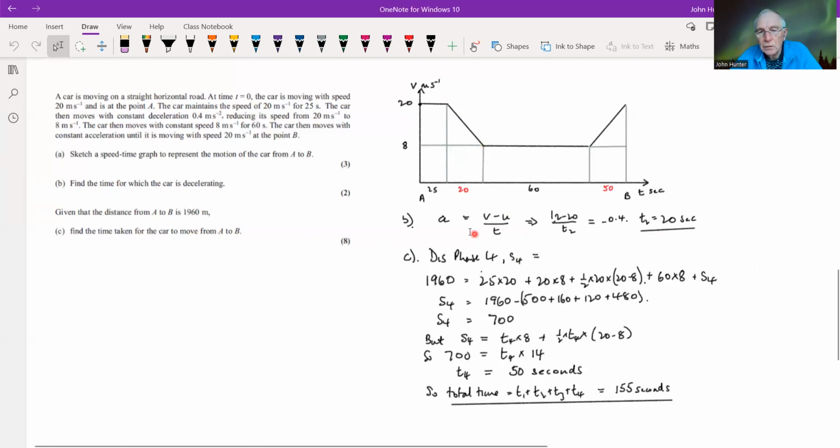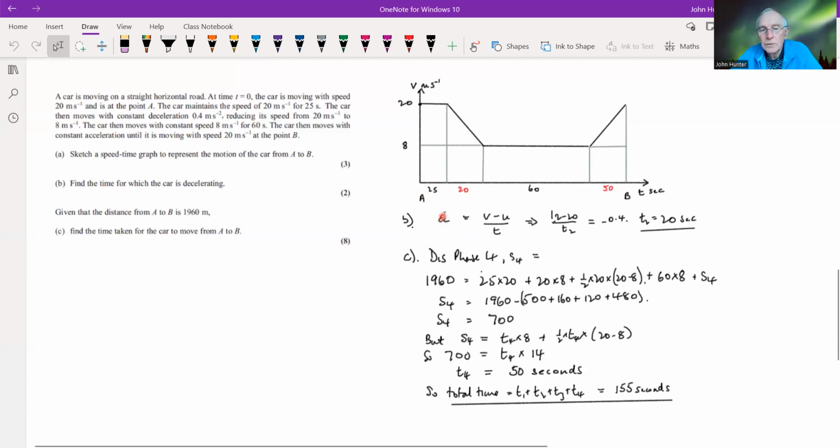So let's have a look at this. The acceleration is deceleration in actual fact. Again, we need to be clear about our signs. We don't know which direction it is, but the forward direction, let's say, is positive, but it's decelerating, so that deceleration is negative.